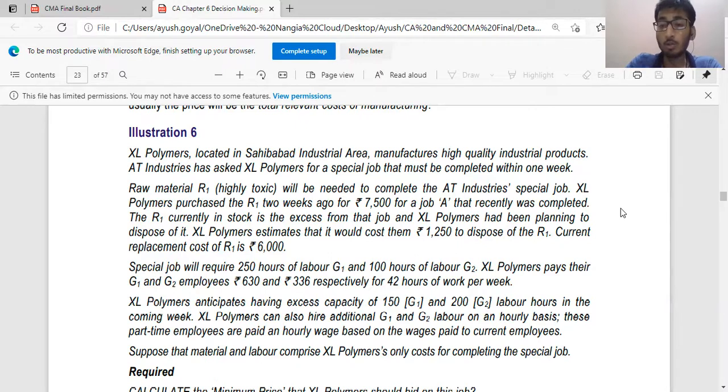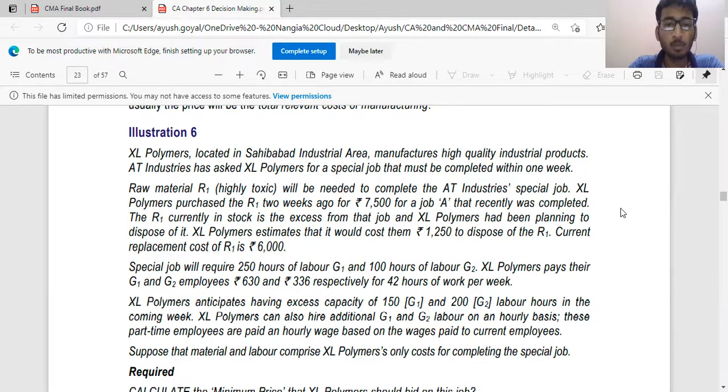The replacement cost of R1 is given to us, but we know as well that the R1 is already in the stock. If I do not use that R1 for this special job, I need to dispose it off. In that case, why would I dispose it off, or why would I purchase the material from outside? If I have the material in my stock, I'll just use that material.